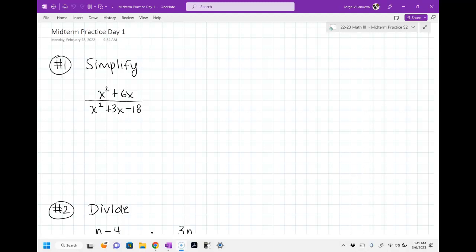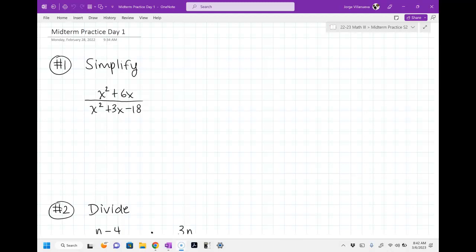Okay, so day one here, we're going to start off with some of the main things that you'll see in midterm one. Okay, so very first type of question, you're going to notice they're going to have you simplify a rational expression. Okay, rational means fraction, right? Like a fraction type of expression. So this is called a rational expression.